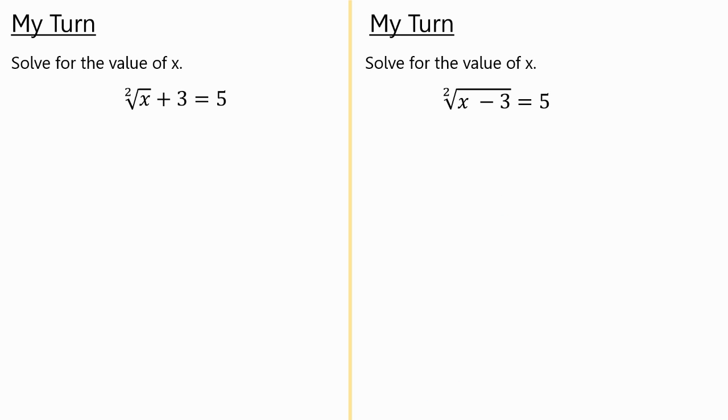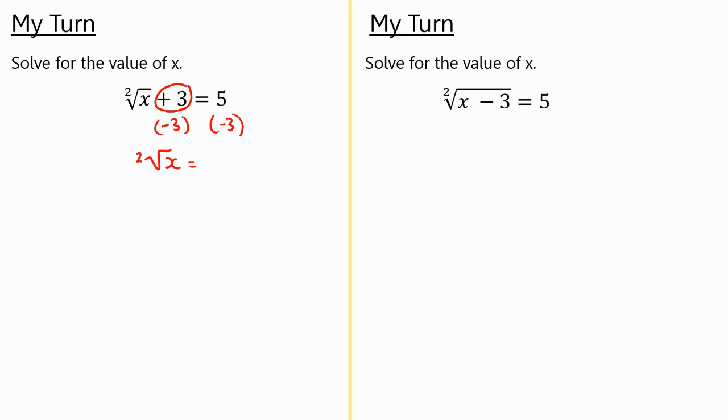Okay, now looking at square roots. So this time the square root of x plus 3 equals 5. So again, the furthest thing away is what I'm going to start off with. That's my add 3. So how do you get rid of an add 3? Well, we take away 3 from both sides. When I do that, I'm left with the square root of x on the left.